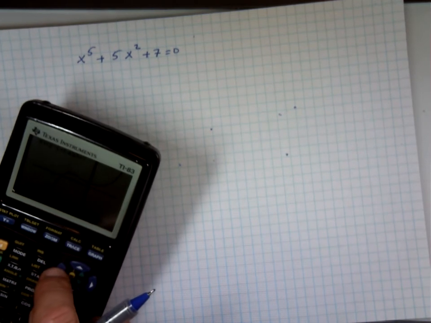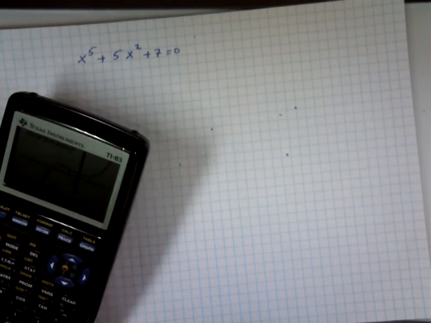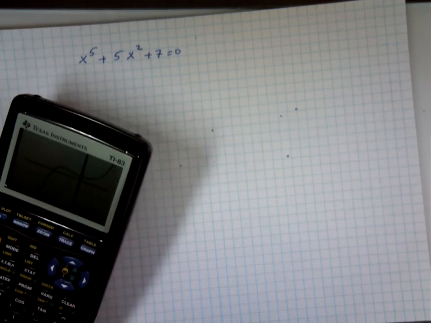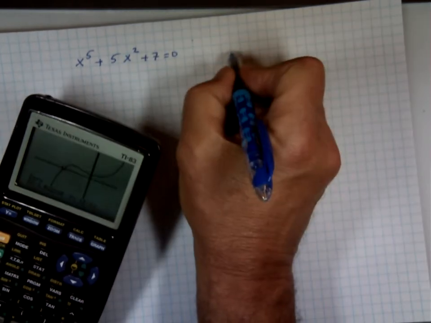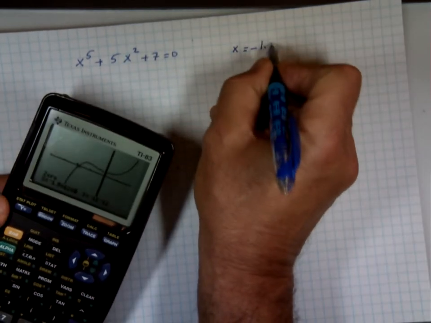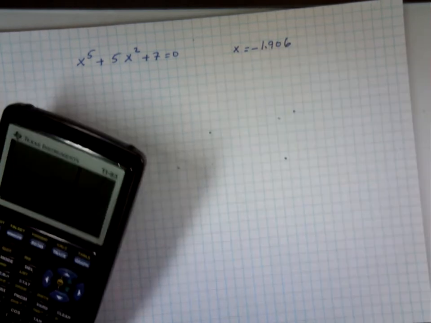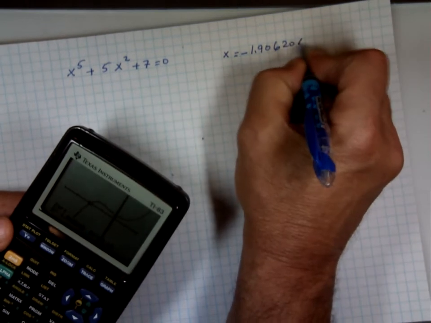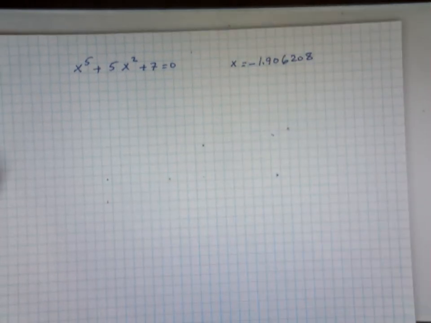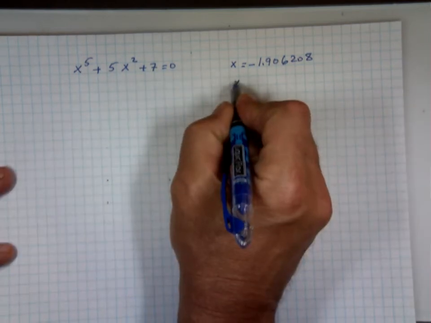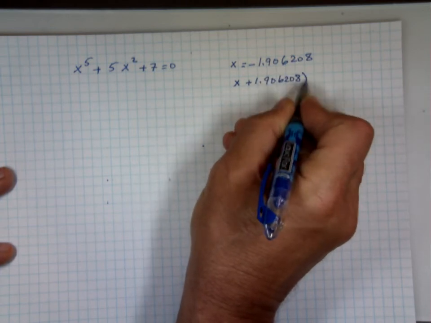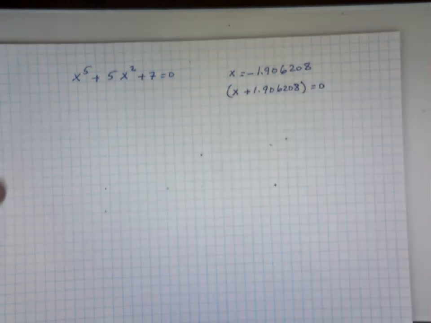Give me a second here. You go through the math, you find out the answer, x is actually negative 1.906,208. That's one of the solutions. You say, can you see if there's another one? Well, if this is one of the solutions, that means this is a factor. x plus 1.906,208 is a factor. That means this one should be divisible by that.